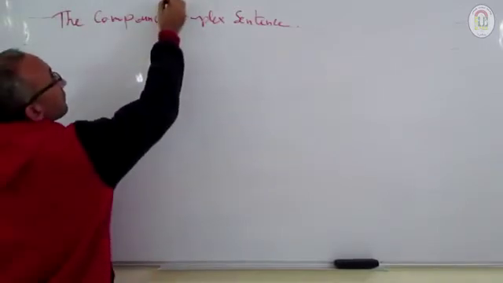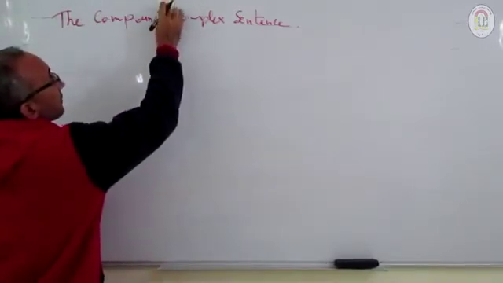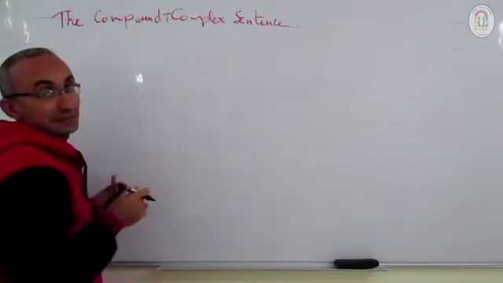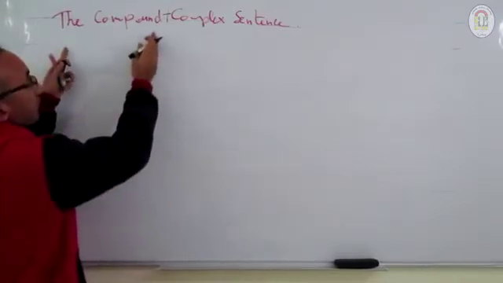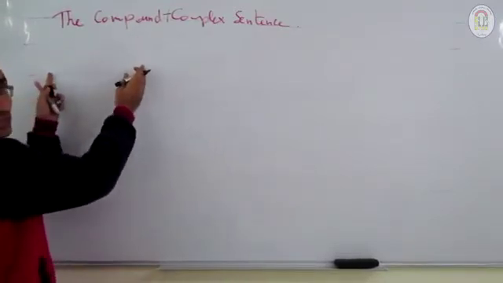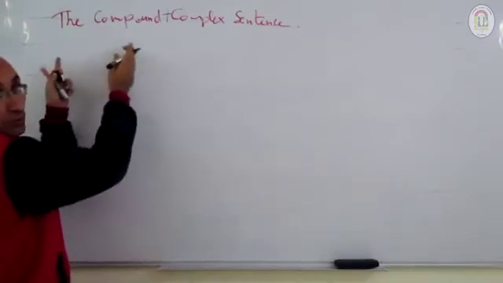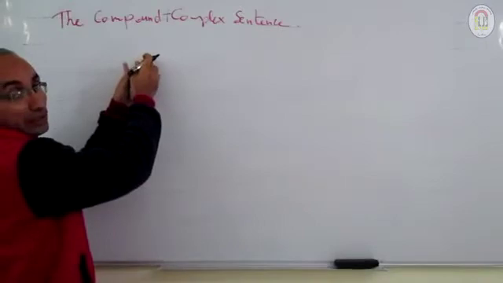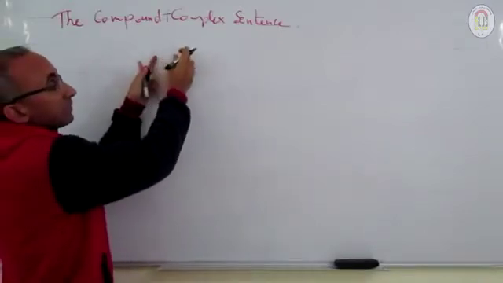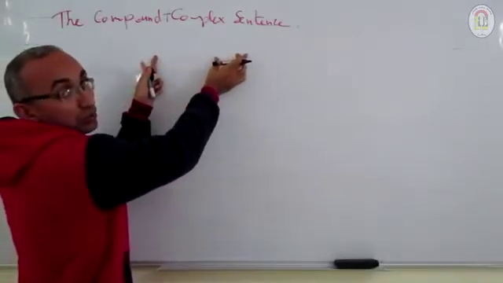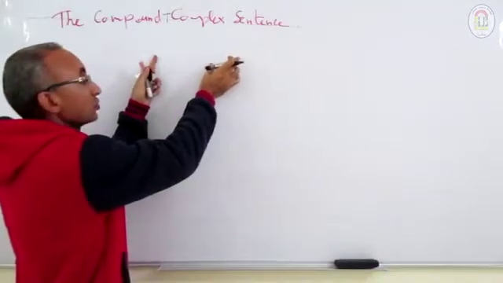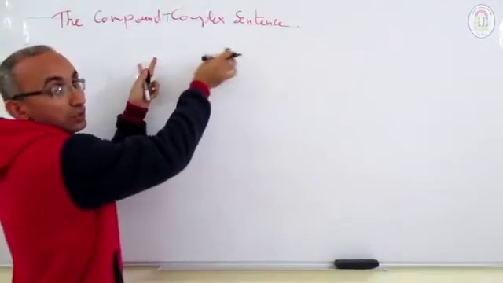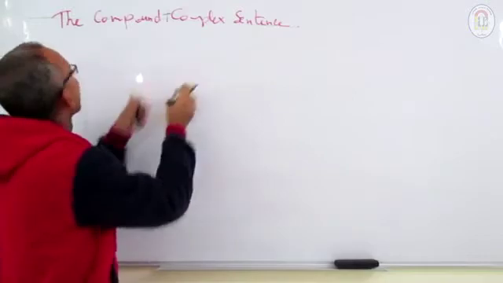The compound plus a complex sentence. Now in the compound, we're going to write a compound sentence which consists of two independent clauses. Then we will join to it, what? A dependent clause. A clause starting with one of the markers we saw earlier.